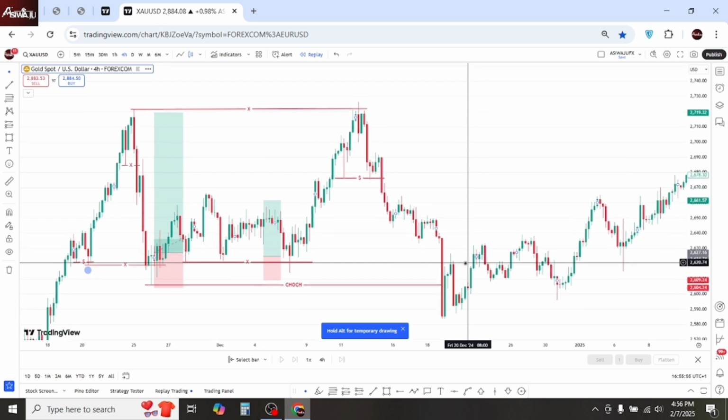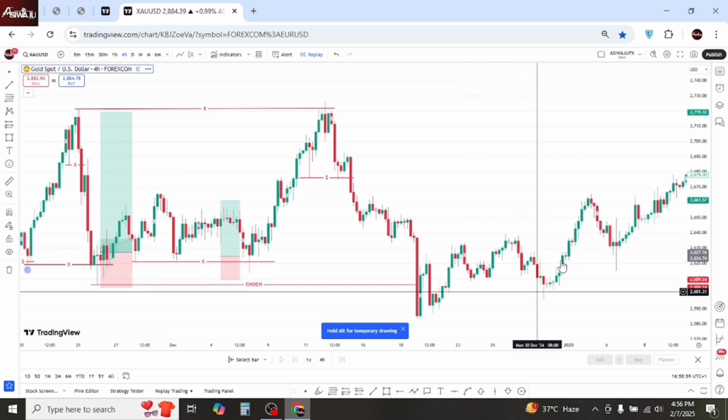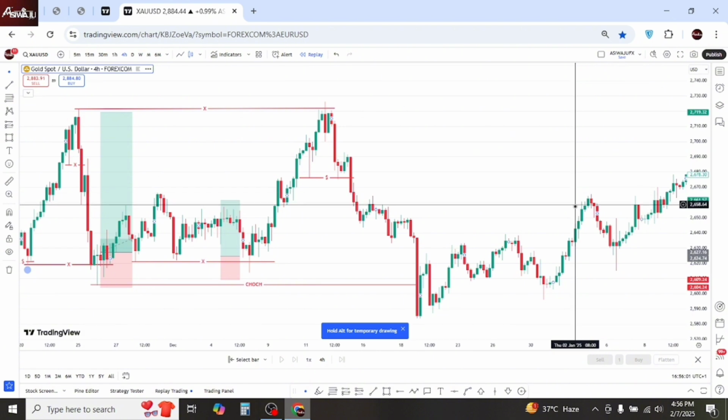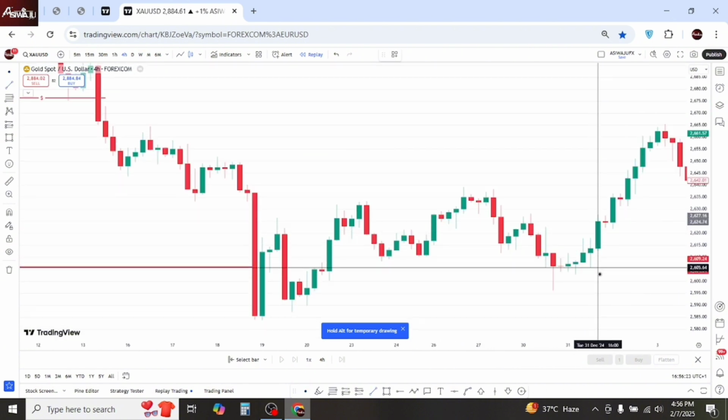And what happened is price continued to the upside. As you can see, immediately price continued to the upside. And now let's start looking for an entry opportunity, as we have a valid pullback from this point.